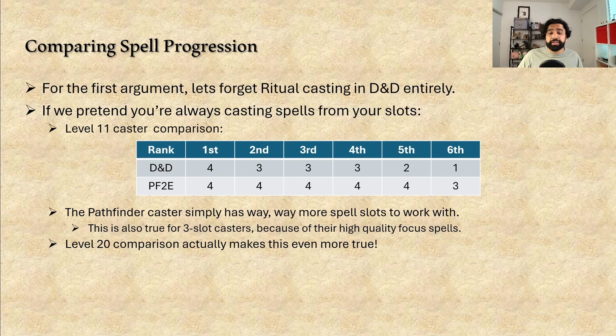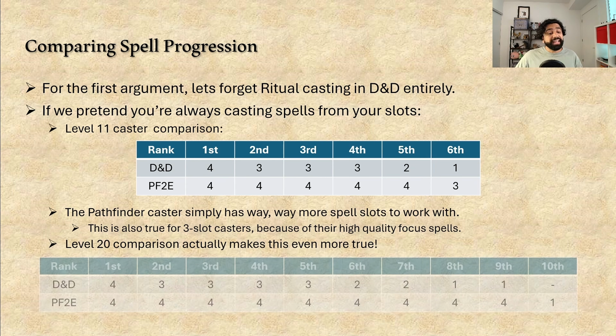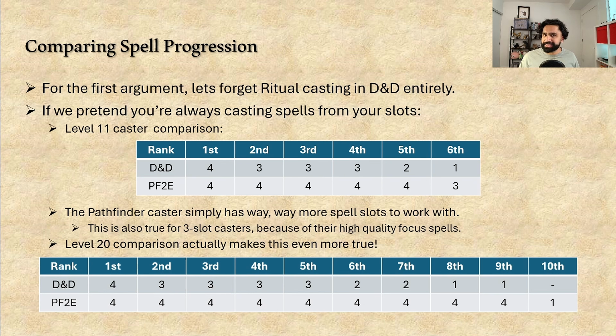At level 11, you had what? 6 more spell slots than a D&D caster? By level 20, you have way more slots available, nearly double, because a D&D spellcaster, their spell slots fall off in number as you level up.